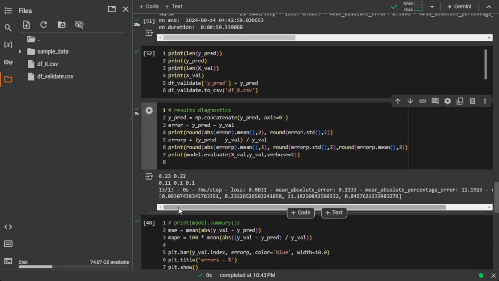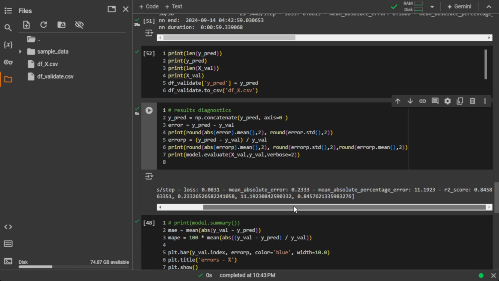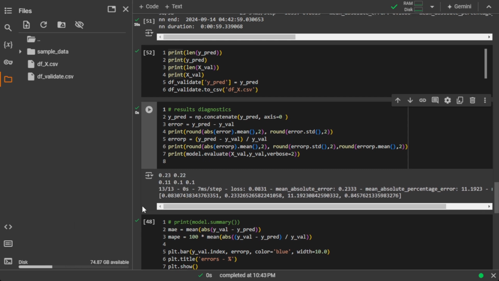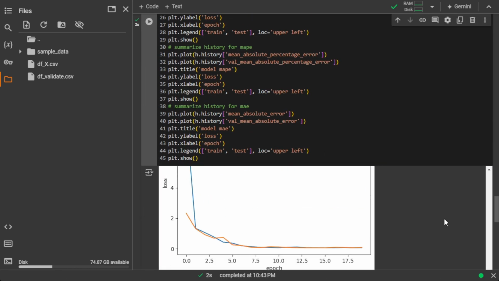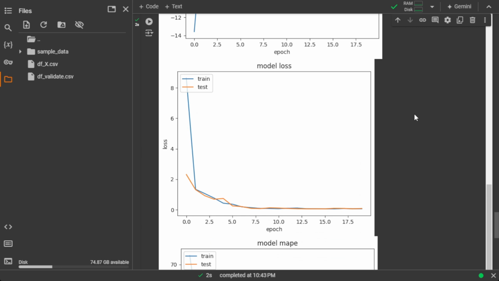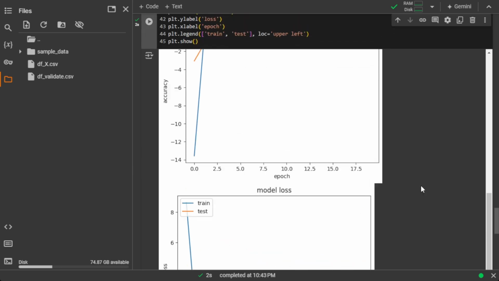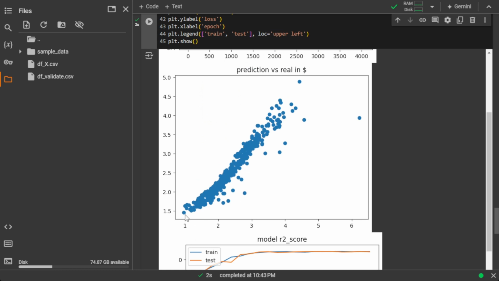Okay, so what do we got? MAPE of 11, that's not too great. 84 on the R squared. Okay, whatever. Let's see what these graphs are like. Okay, so this doesn't feel quite as tight.